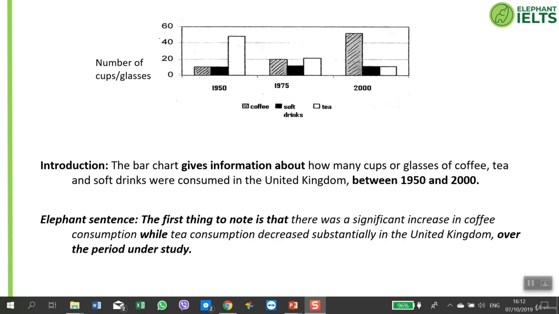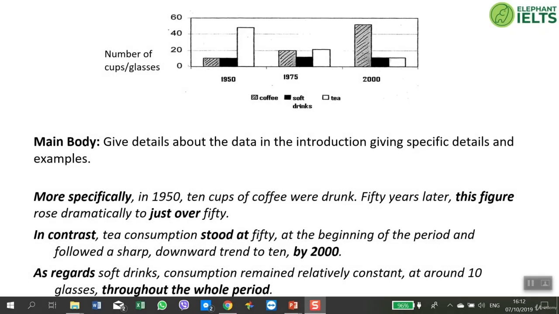Now we must go on to give details, using all the data to back up what we said. This is very important because if we leave out any data, we cannot get over a 5 for task achievement in writing task 1. So we begin with "more specifically". And we have to take each of these drinks separately and describe how many cups were drunk of each over the period. In other words, we must try and summarize the information.